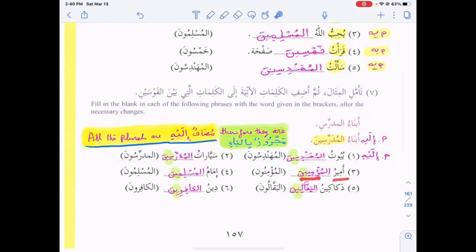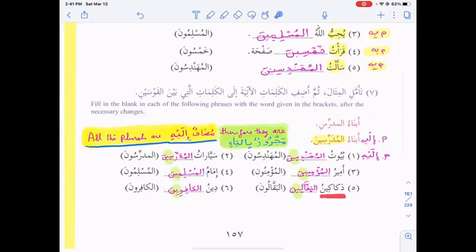Amirul mu'minina. Mu'minuna became mu'minina. The Amir of the Mu'mins. Imamul muslimina, Imam of the Muslims. Muslimuna, muslimina.